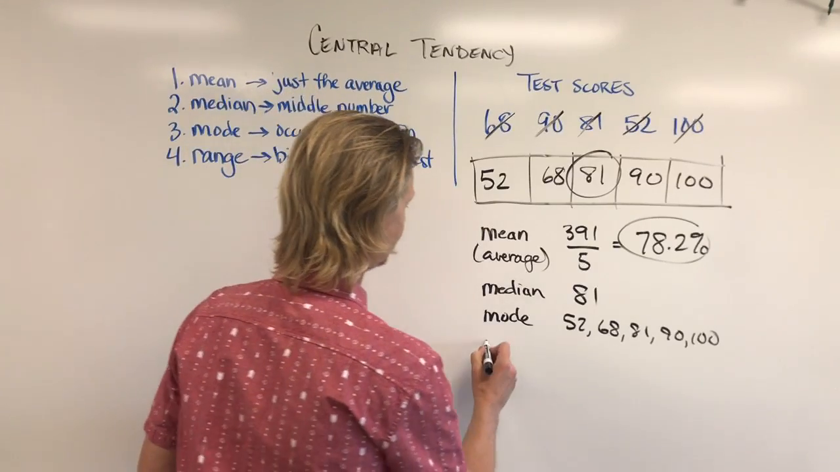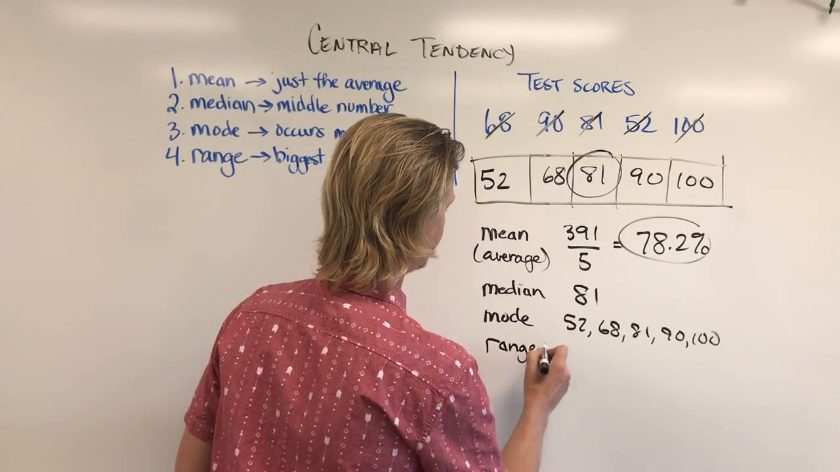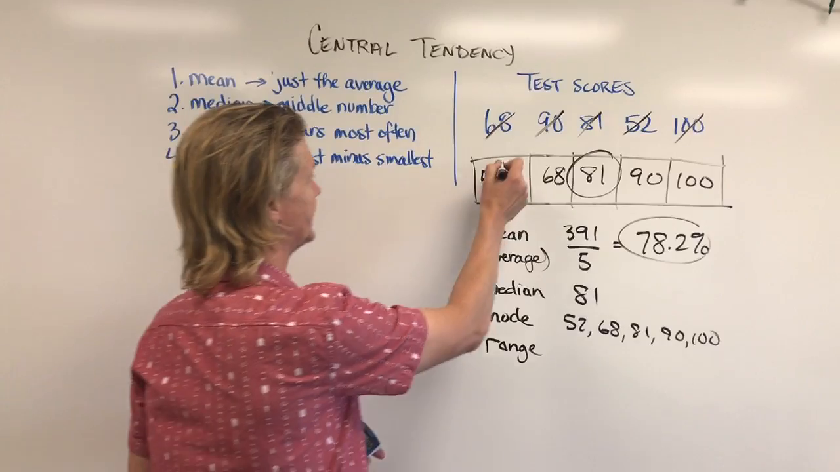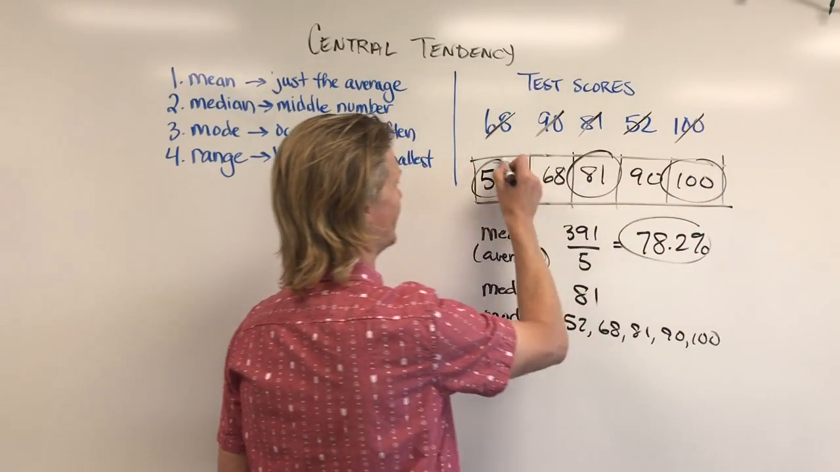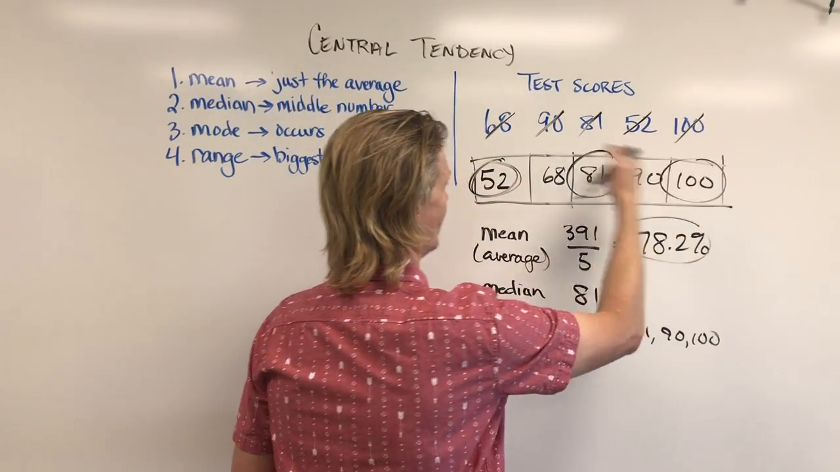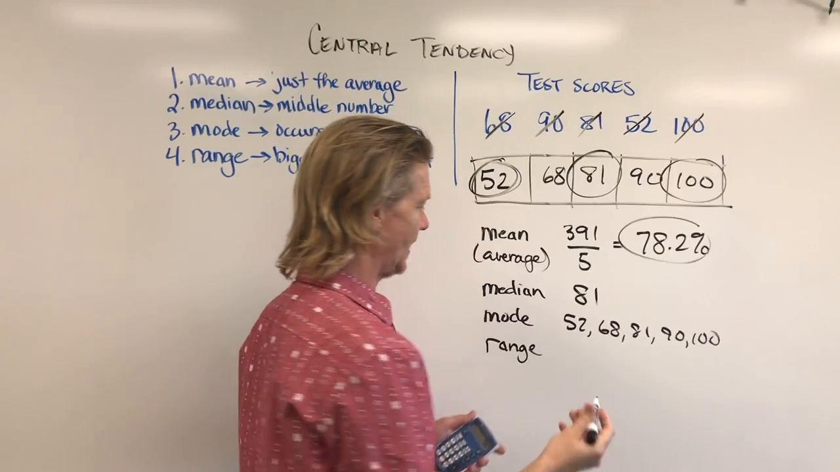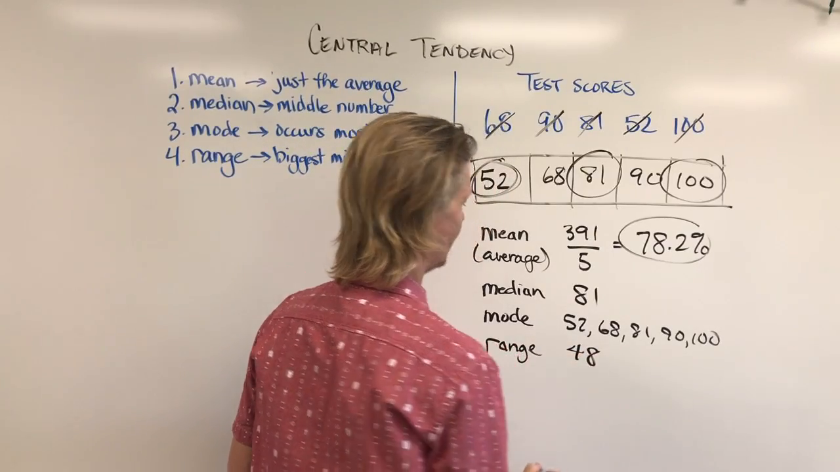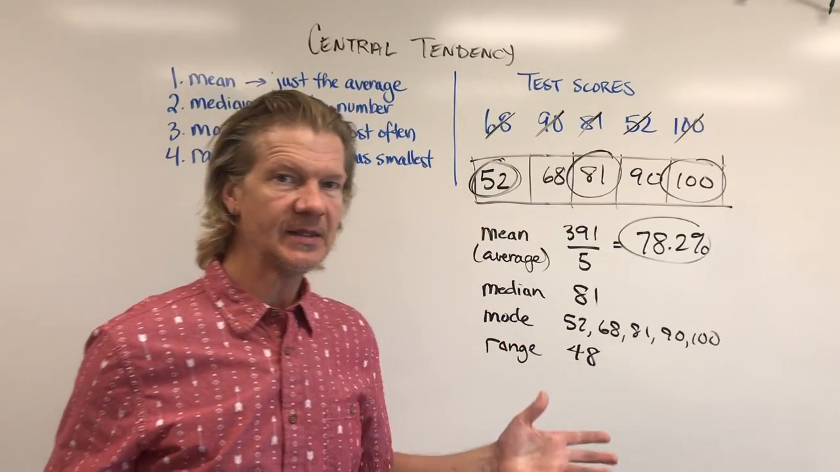And the range is just biggest minus smallest. So my biggest number is 100, my smallest is 52. 100 minus 52 is 48. So the range of marks is 48%. That is it. That is it.